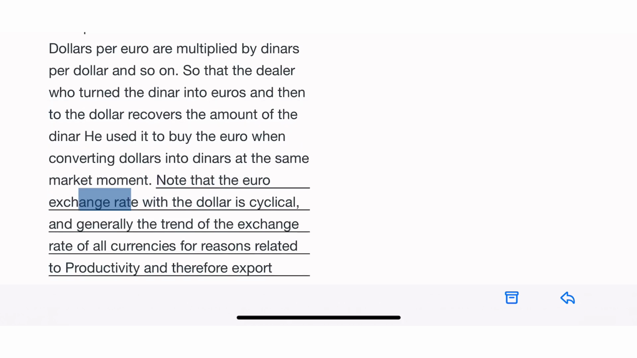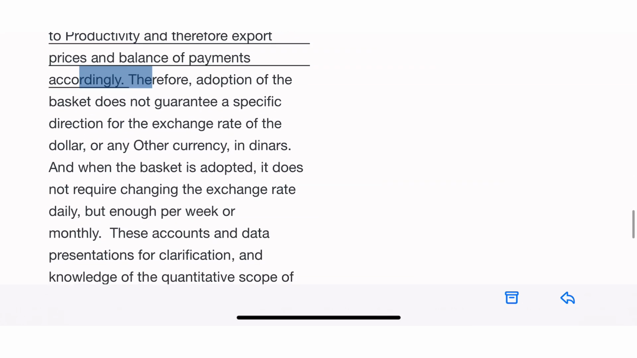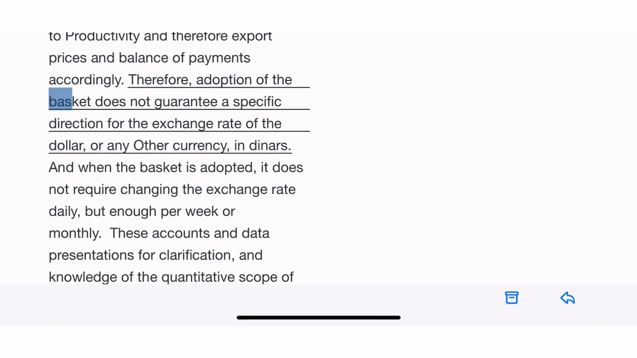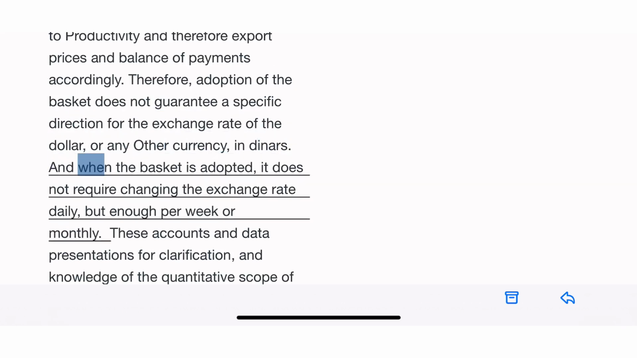Note that the euro exchange rate with the dollar is cyclical, and generally the trend of the exchange rate of all currencies for reasons related to productivity and therefore export prices and balance of payments accordingly. Therefore, adoption of the basket does not guarantee a specific direction for the exchange rate of the dollar, or any other currency, in dinars. And when the basket is adopted, it does not require changing the exchange rate daily, but enough per week or monthly.